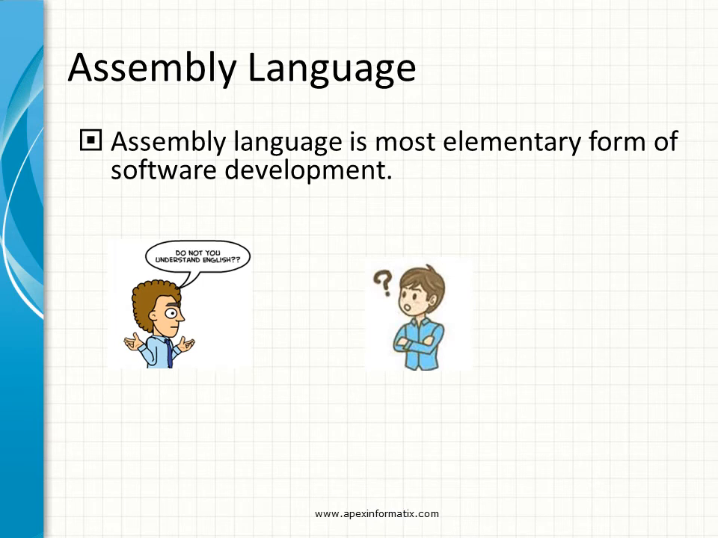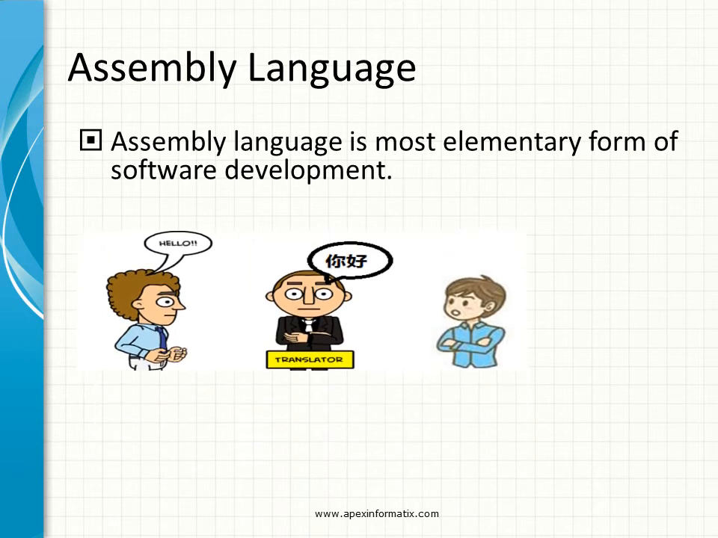Suppose you do not know Chinese and you have to communicate with another person who understands only the Chinese language. Is this communication possible? It is only possible if you have a translator who can understand what you are saying in English and then translate it into Chinese for the other person.